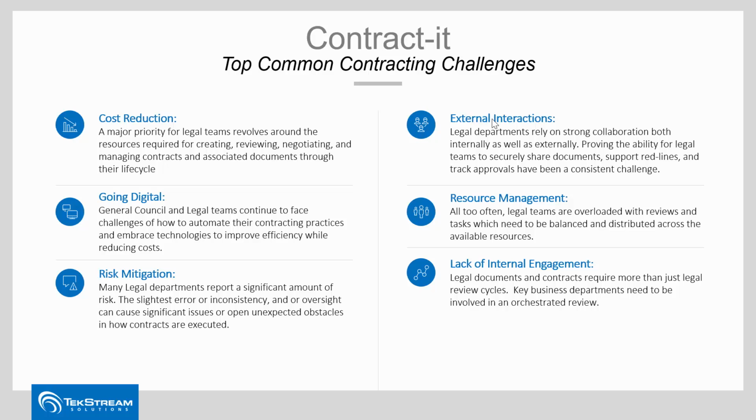Number one, general counsel and legal teams are always looking for better ways to reduce cost. And in order to do that, they have to gain a good control over how they create, review, negotiate, and manage their contracts and associated documents throughout their life cycle. If you can streamline that process, it means there's less time wasted. Less time wasted means that your resources are more efficient, which means that you're actually able to do more for the amount that you're paying them. And also, because this is built on the cloud, it means that you're not paying as much for infrastructure, and it's more subscription-based, so you pay for what you need.